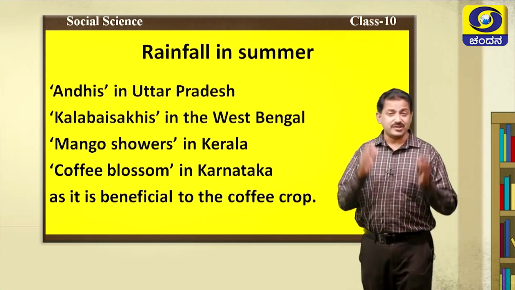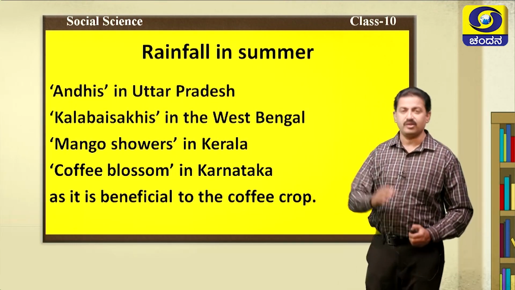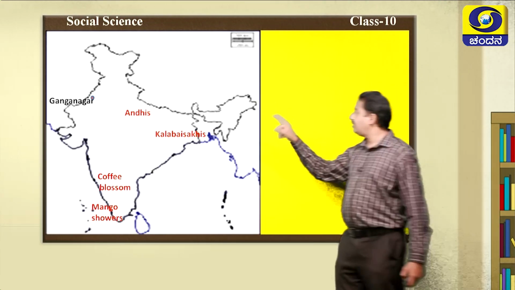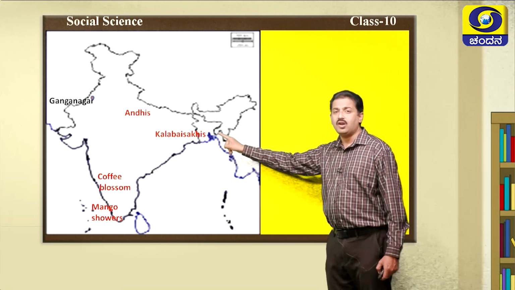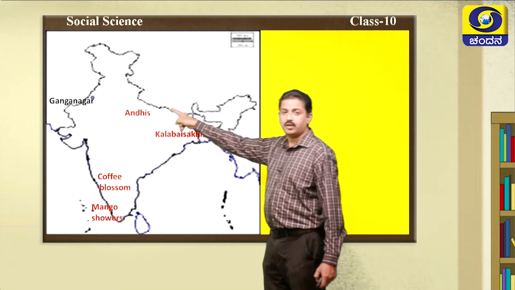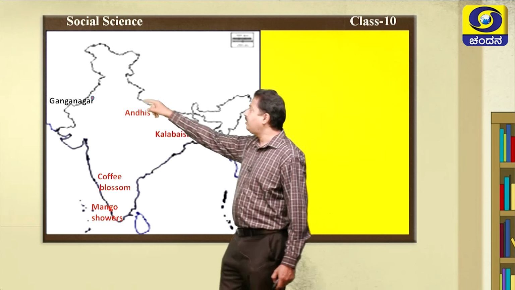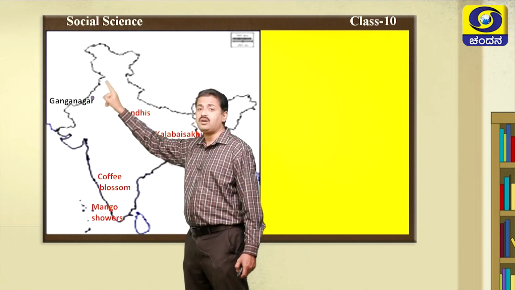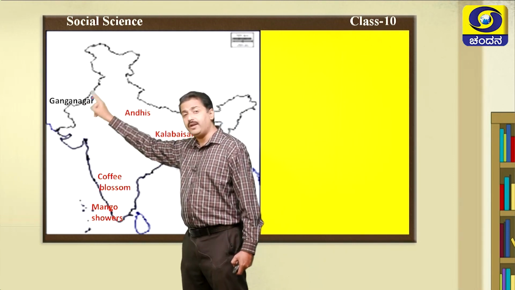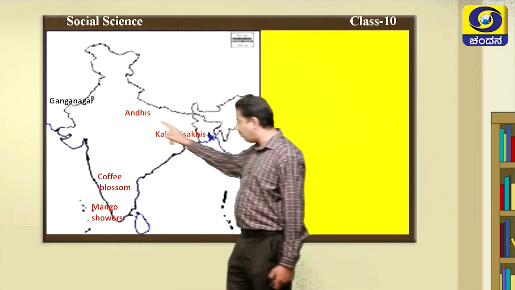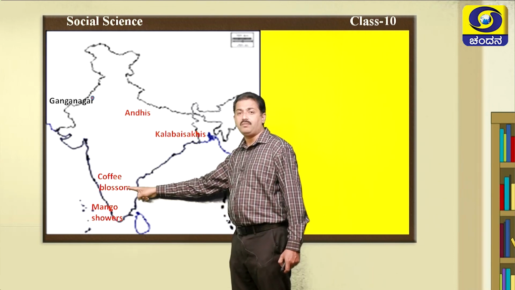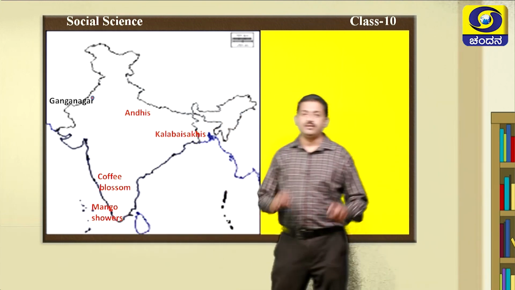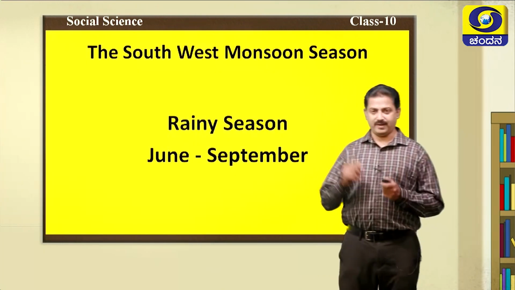Hope you are understanding all these concepts, dear students. Now, I locate the places on the map. Dear students, here you are seeing West Bengal, Kala Baisakhi, and here in Uttar Pradesh on this, and this is Ganganagar in Rajasthan, the highest temperature in India 49.4 degrees Celsius. Likewise, here in Karnataka, coffee blossoms, and in Kerala it is mango showers. This is what, dear students, you will have to keep in mind.